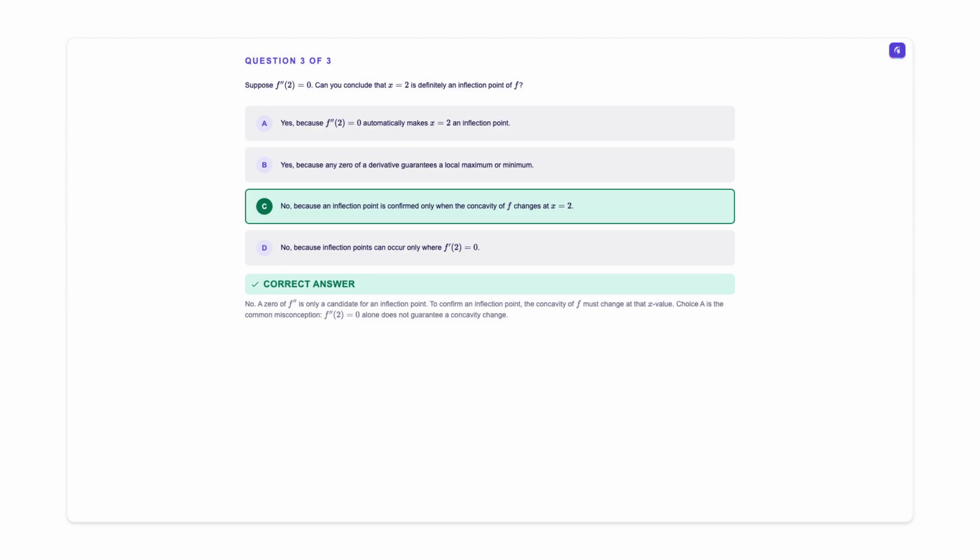No. A 0 of f double prime is only a candidate for an inflection point. To confirm an inflection point, the concavity of f must change at that x value. Choice A is the common misconception. f double prime of 2 equals 0 alone does not guarantee a concavity change.